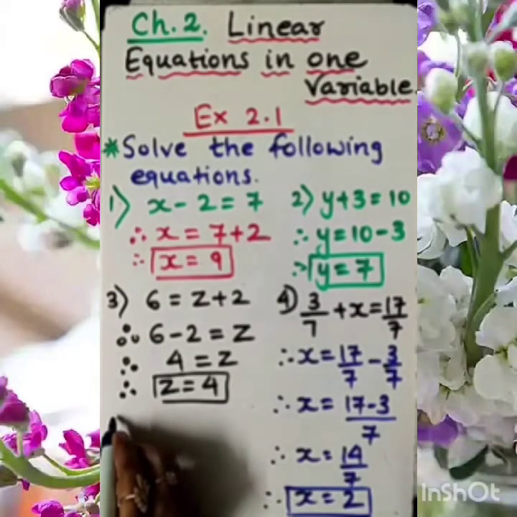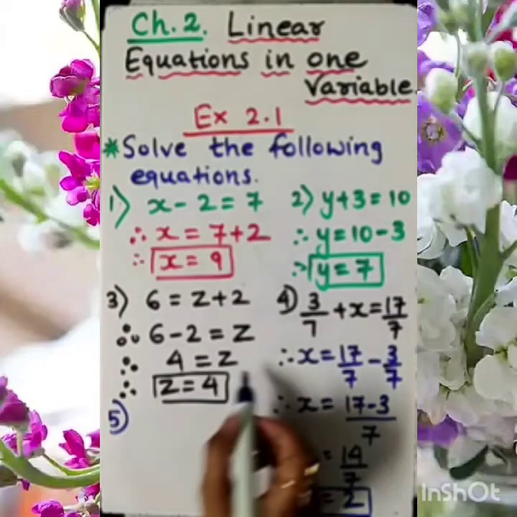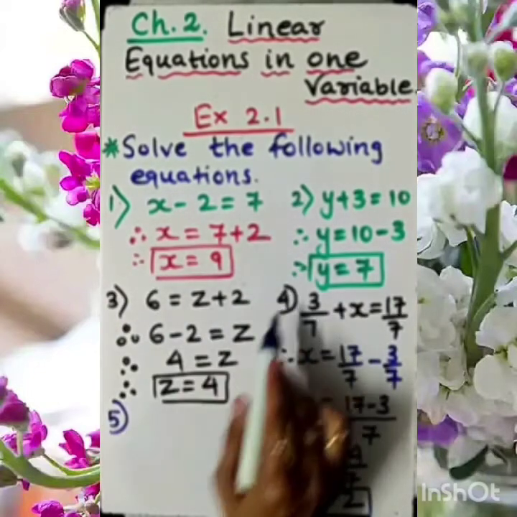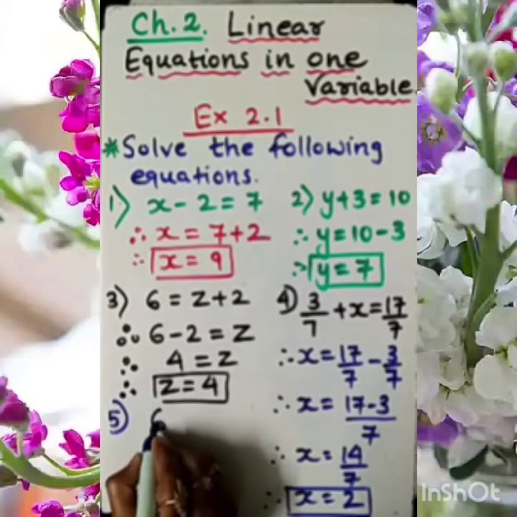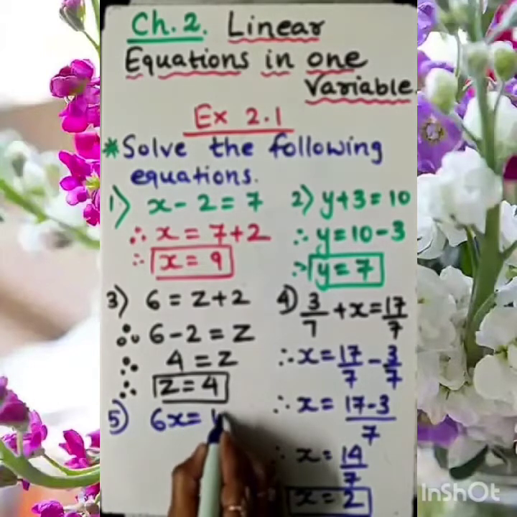Let's try to understand the fifth here. I am doing 1, 2, 3, 4 and 5. Let me see what the question of 5 is. That is 6x equal to 12.